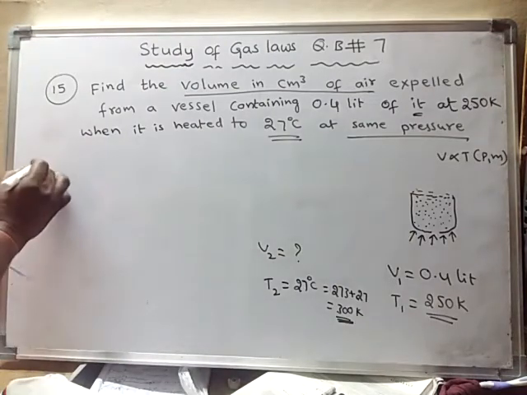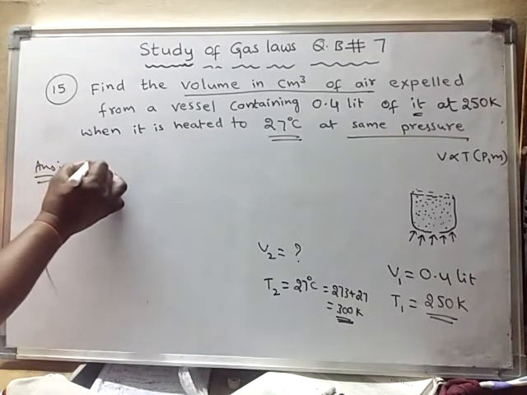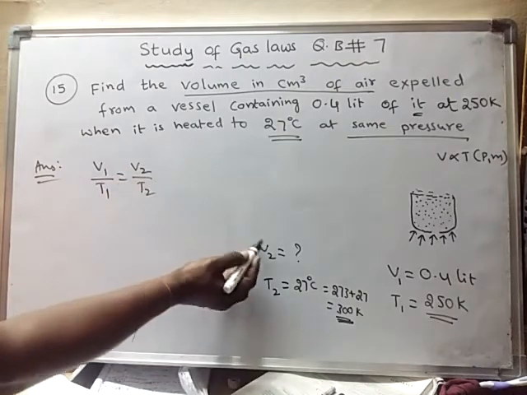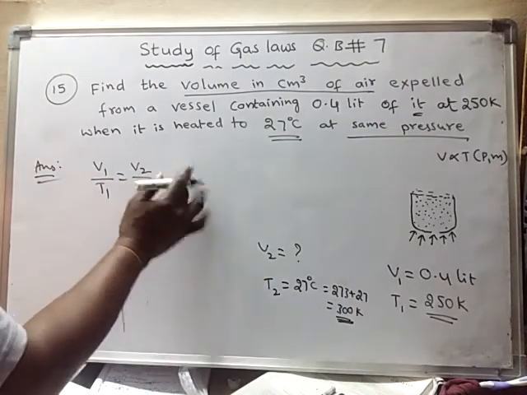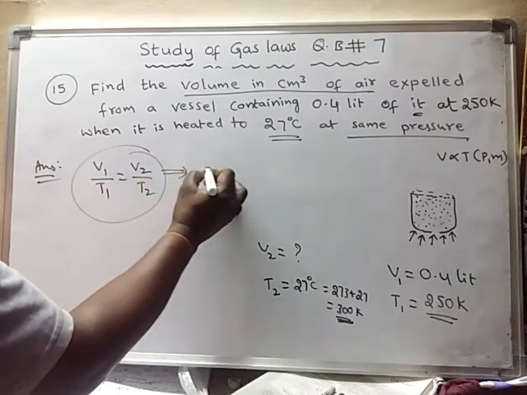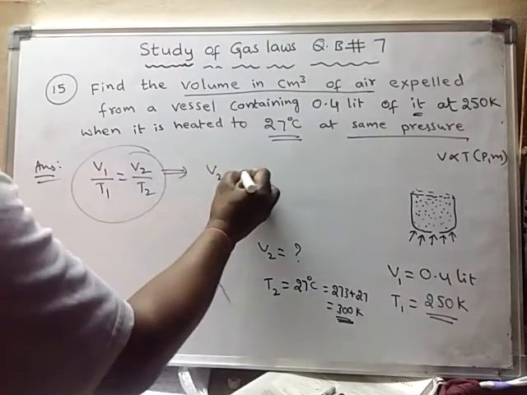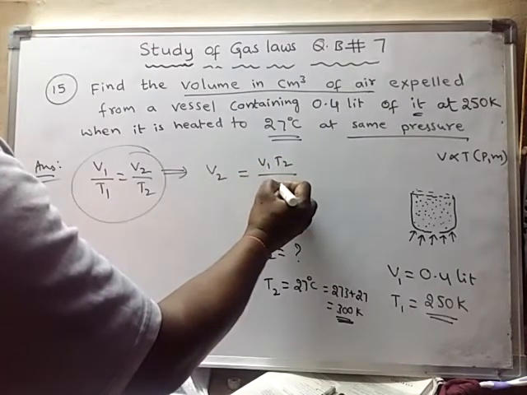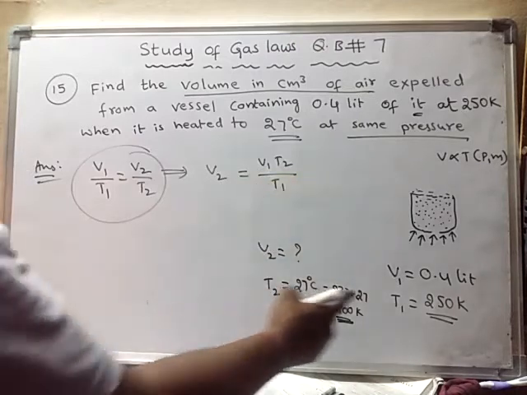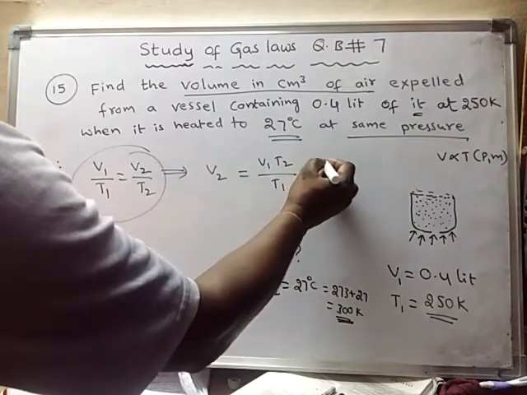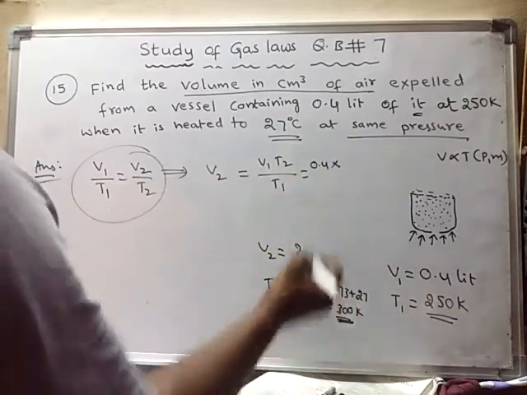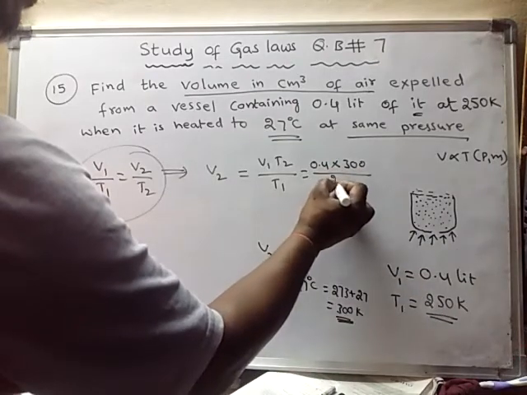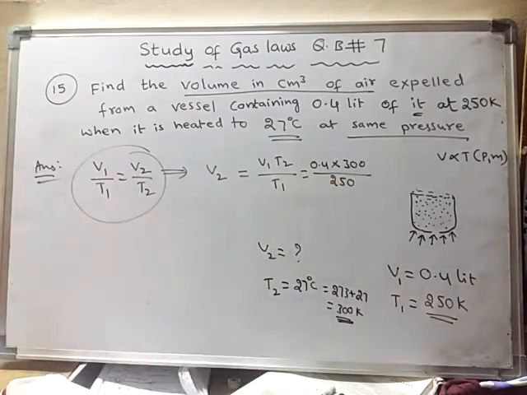In order to know the final volume, we have to use the Charles law equation: V1 by T1 is equal to V2 by T2. Here we need to find V2. Upon rearranging, V2 will be equal to V1 T2 by T1. V1 will be equal to 0.4. T2 is 300 Kelvin. And T1 is 250 Kelvin.